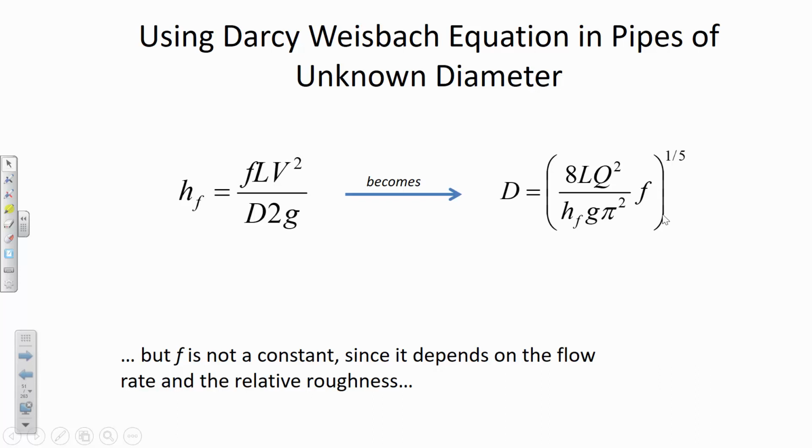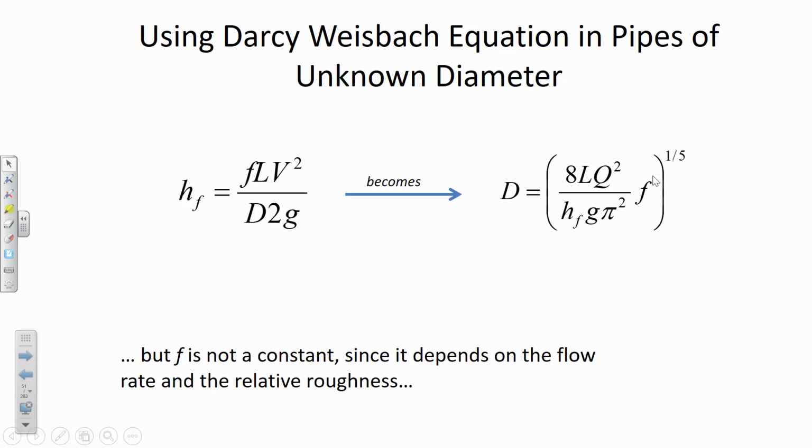Because remember, the f value depends not only on the flow rate, but also on the diameter of the pipe itself. If you have a small diameter pipe, then the velocity is high, and the Reynolds number is going to be high. So we can't just solve this a single time and know what pipe diameter is required because of the f value. Even if we use the Jain equation to solve for the f value, we're still going to have this problem of needing to iterate and solve it over and over again.